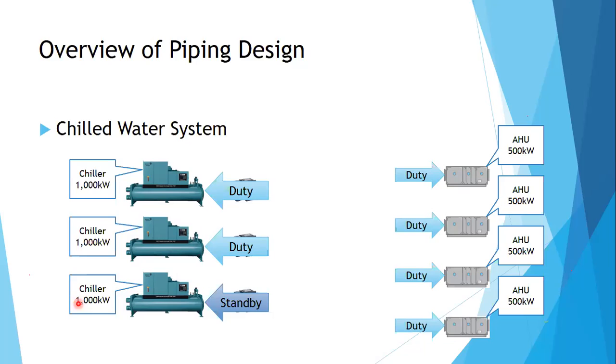It doesn't have to be 1,000, it could be 500, whatever the consultant would want or whatever the client would require. But usually, they would have spare units. These spare units are for when other chillers or other units are in maintenance or preventive maintenance mode, the standby unit can pick up the slack.